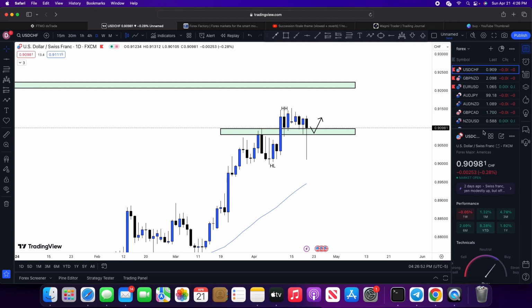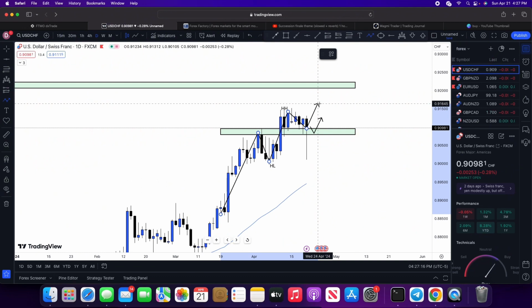So with that being said, let's start off with USD CHF, which is a really simple idea. Obviously we've been trending in an upwards direction, higher low, higher high, for a potential, again the word is potential, higher low to have a push to the upside, obviously creating a brand new higher high.